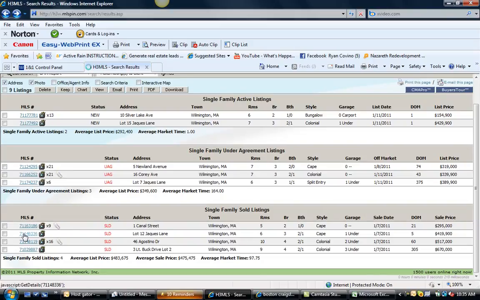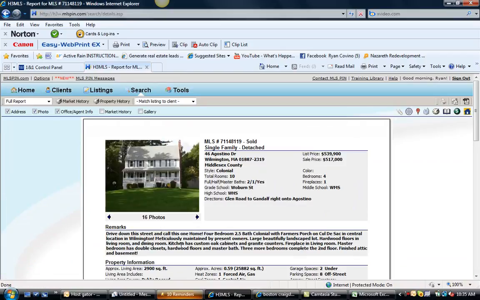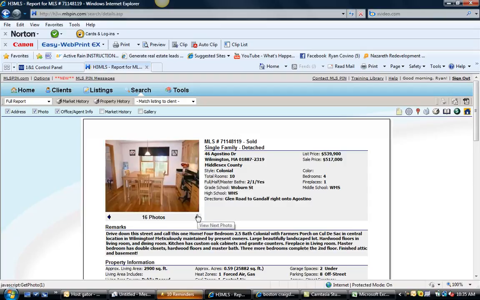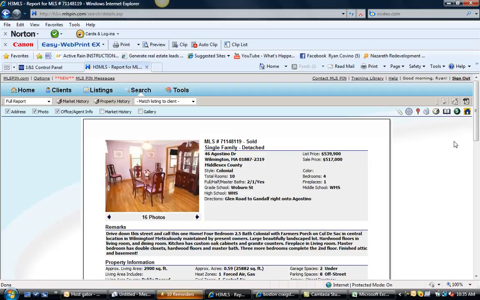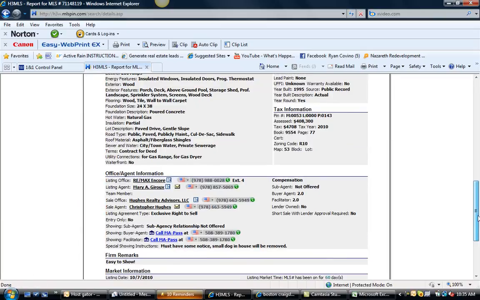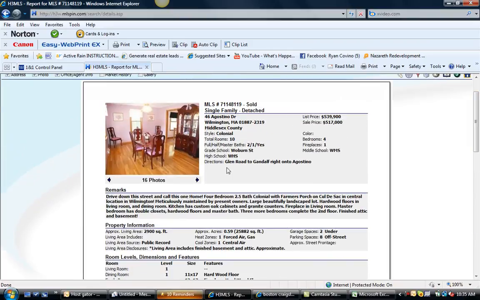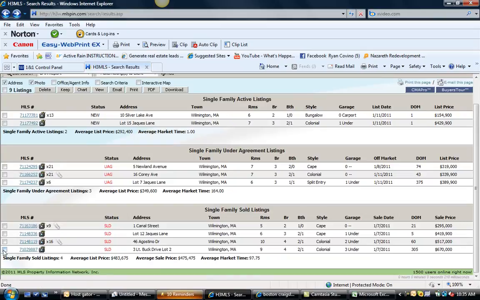We got lot 12 Jack Lane, and this is that similar house to what we looked at. We know that's a pretty popular development over there by the Shawsheen School. Then 46 Agostino Drive, which is Glen Road to Gandalf, and then on to Agostino, kind of behind the senior center, so to speak. It sold for $517,000, pretty close to the asking price, 2,900 square feet, and that includes the finished basement.